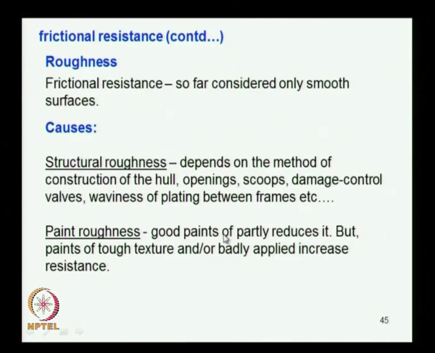The texture of the paint and application, manual efficiency, everything matters in getting a smooth surface. So depending on these factors there will be a change in roughness which is not reflected in the model. Good paints partly reduce it, but paints of rough texture, or badly applied paint, if the manual labor is not very skilled, create a problem. So all these things matter in increasing the roughness. That is the one due to the paint roughness.